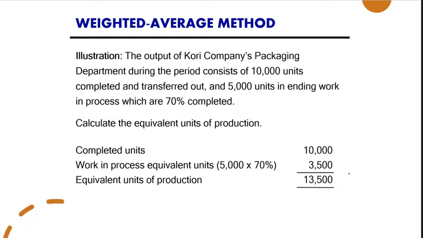So, 10,000 plus 3,500. How did it become 3,500? Because we still have work in process, and they said 70% of it is completed. So 5,000 times 70% is 3,500. That is equivalent to 13,500, the completed units plus the units completed at the end. And that is the equivalent units of production using the weighted average method.